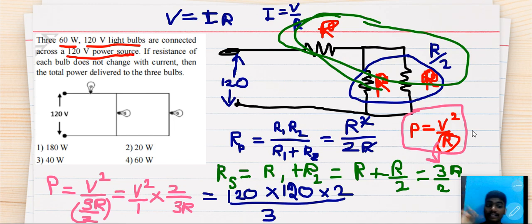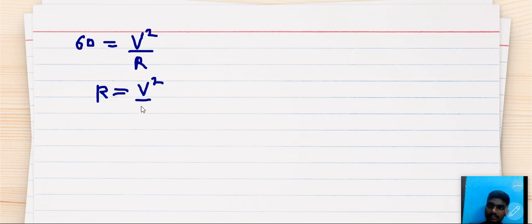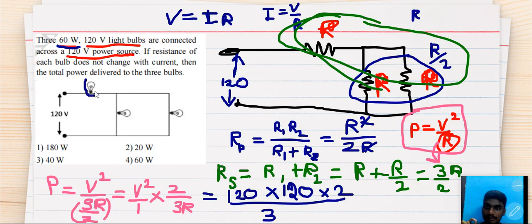Now we have to find the individual power. The individual power is given as 60 watts. I'm just moving to the next page for this. So 60 watts is the given power for each bulb. One bulb is 60 watts. So the resistance is equal to voltage squared by 60, which is the resistance of a single bulb.